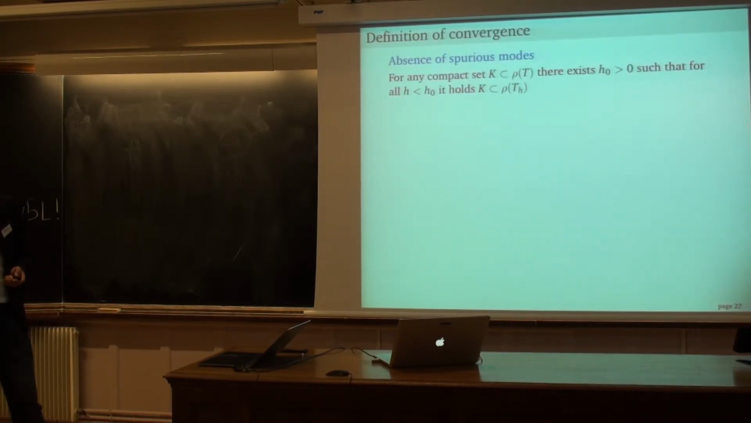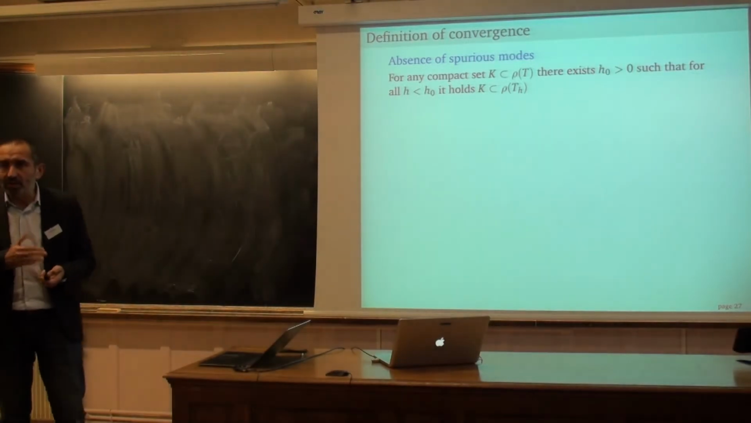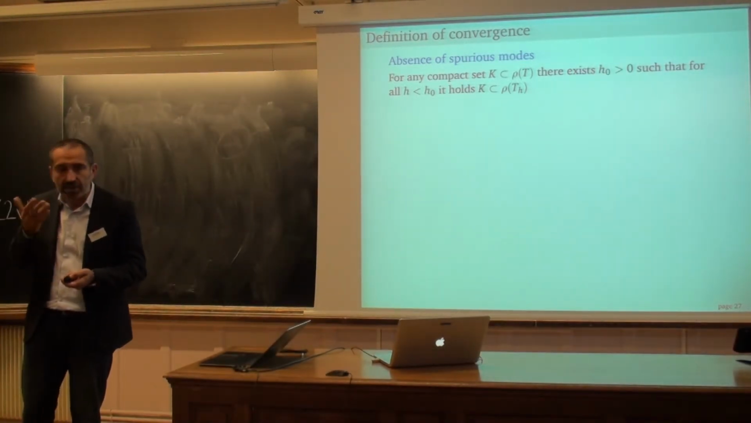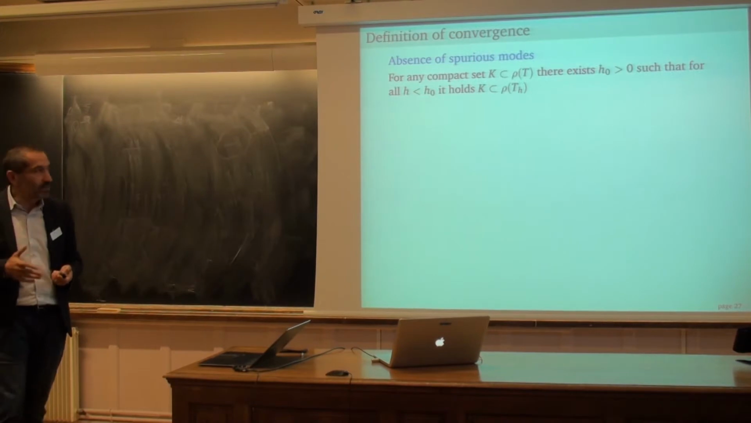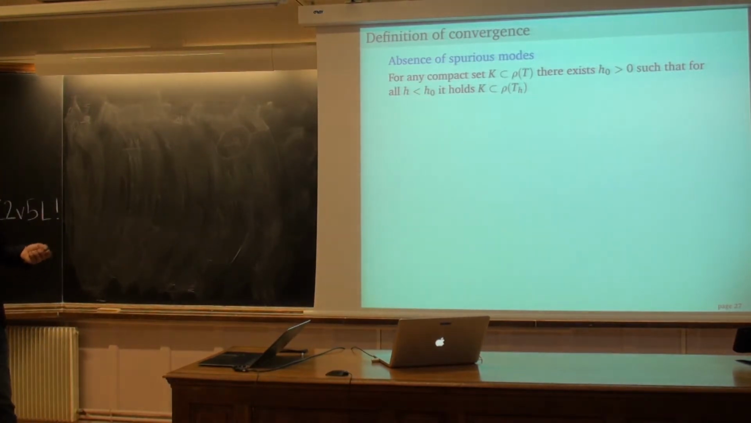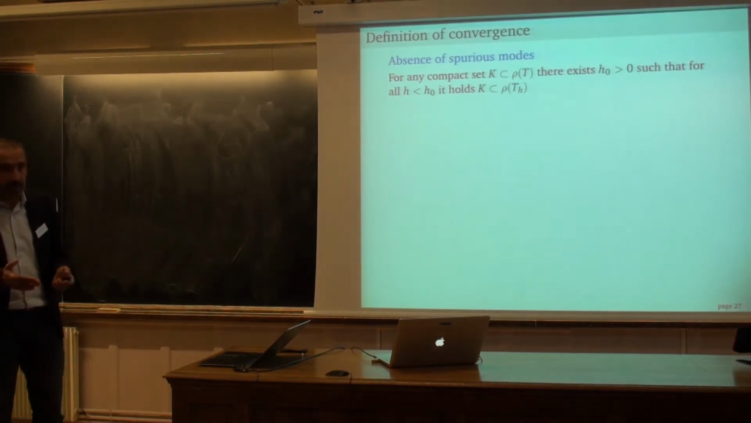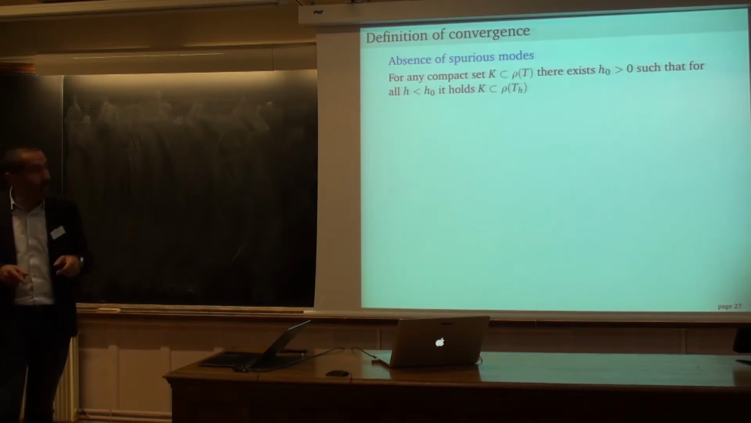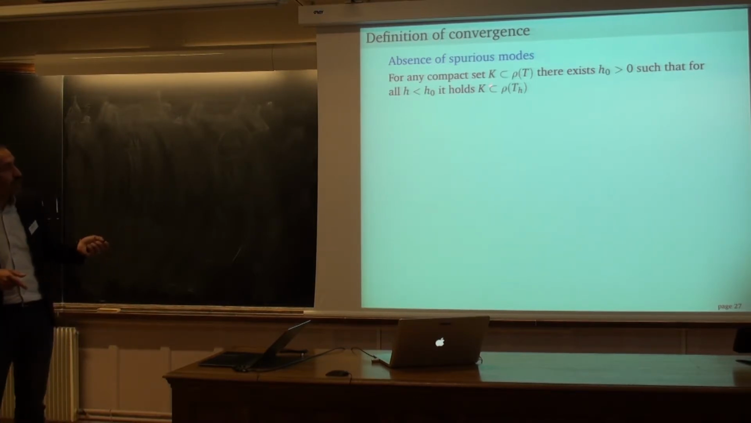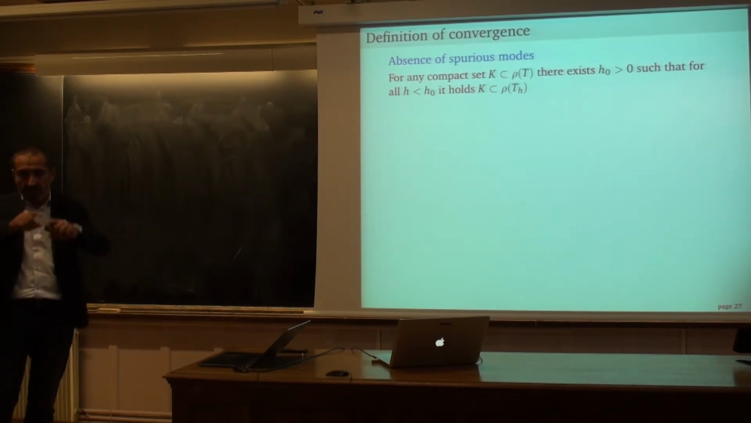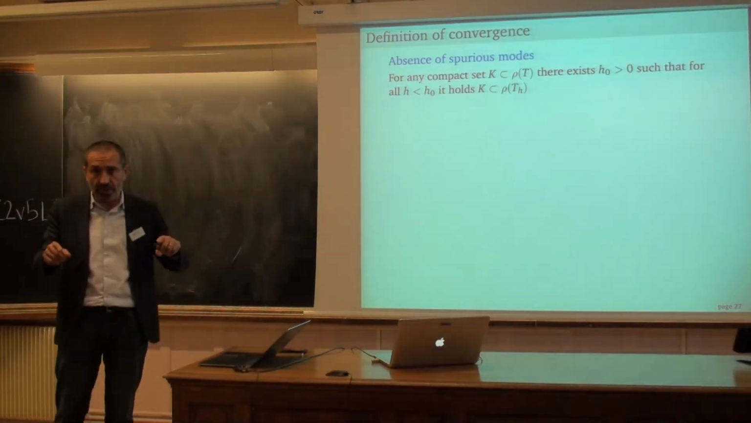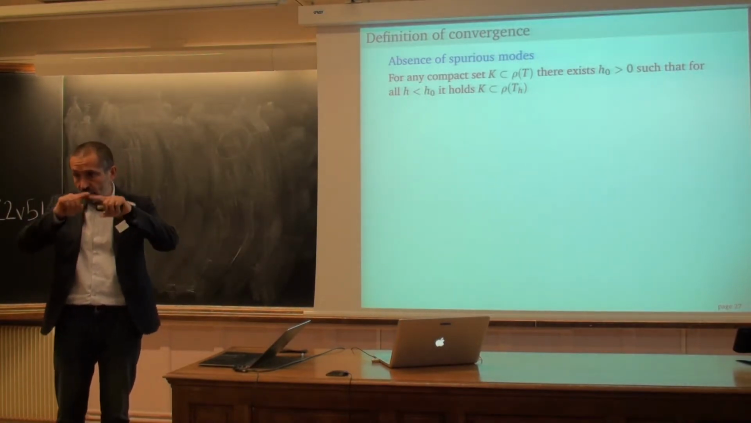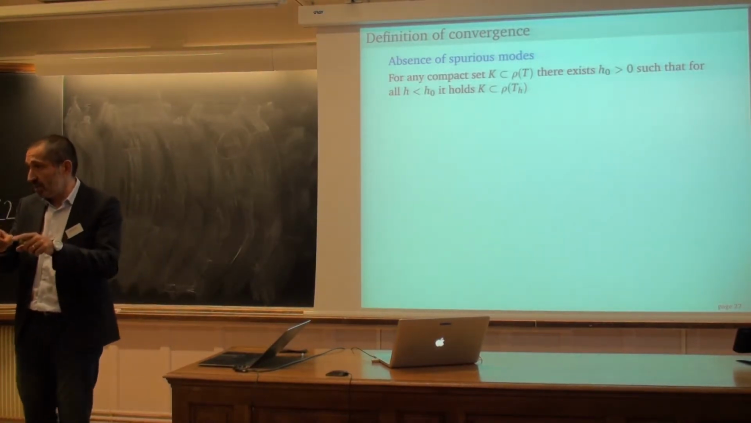And then how do you say that the discrete modes converge to the continuous modes? This is also something tricky. It's not so immediate how to define that convergence. Well, first of all, you have to tell people that there are no spurious modes, and I will show what a spurious mode can be. So take any compact set in the resolvent set of the operator. Then for h small enough, you would like that this compact set is also in the resolvent set of the discrete operator. So if you take a region where there are no eigenvalues of the continuous operator, eventually there should be also no discrete eigenvalues in the same set.